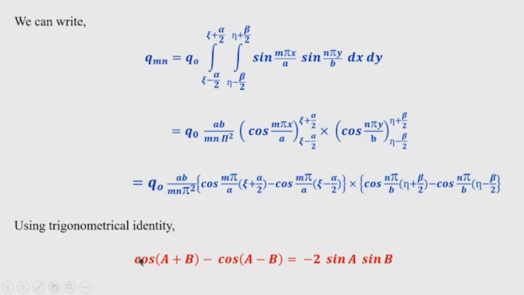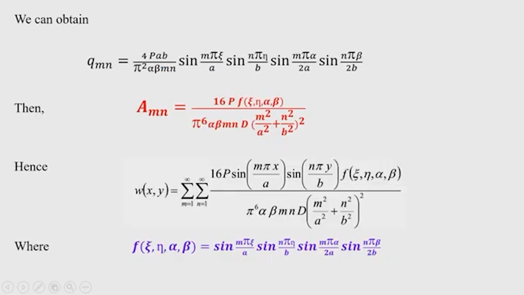So, using the well known trigonometric identity cos(a plus b) minus cos(a minus b) equals minus 2 sin a sin b, these two functions can be taken as cos(a plus b) and cos(a minus b). This formula can be applied, and after applying it you get qmn equal to 4 P a b divided by pi square alpha beta m n, into sin(m pi xi by a) sin(n pi eta by b) sin(m pi alpha by 2a) sin(n pi beta by 2b). So, you get qmn and hence Amn is found out.